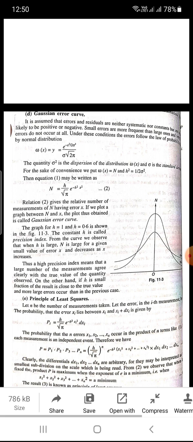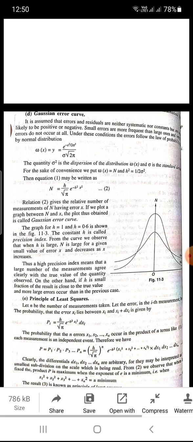Thus, a high precision index means that a large number of the measurements agree closely with the true value of the quantity. On the other hand, if h is small, a smaller fraction of the results is close to the true value and more large errors occur than in the previous case.